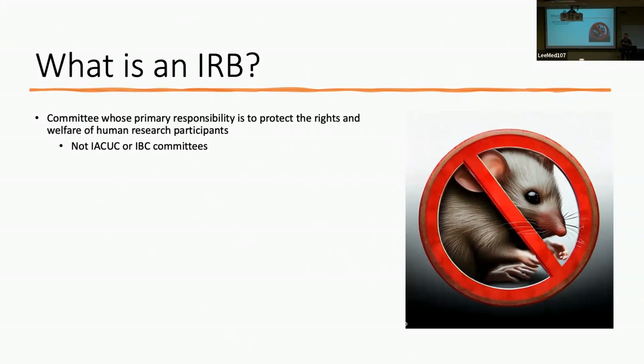Now, a study that goes through the IBC, the committee that's looking at biological agents and biological safety, may also have to go through the IRB. So it may need both of those, but our focus is on the protection of the research participants, and IBC is concerned with potential of exposure to hazardous materials, whether that be for the research participants, whether that be the lab individuals themselves, maybe it's both, but their purview is a little bit different. So we're focusing on the rights and welfare of human research participants.